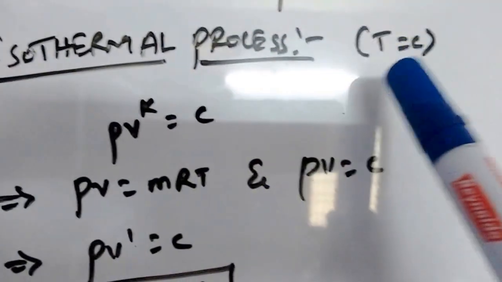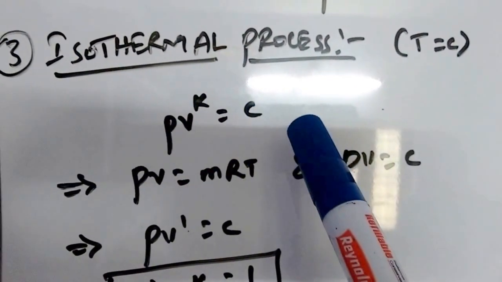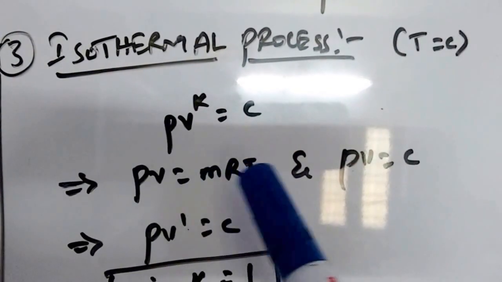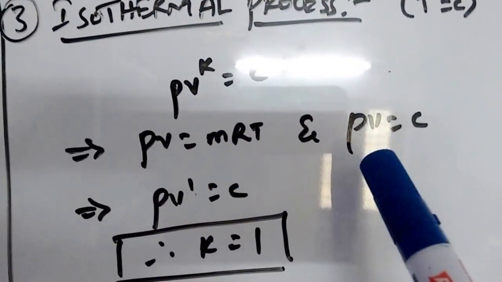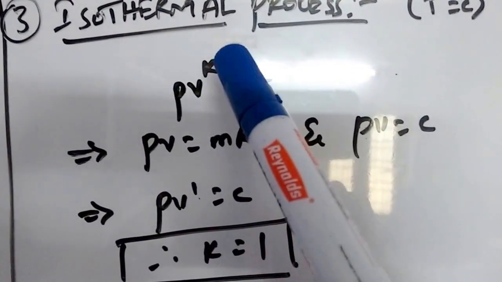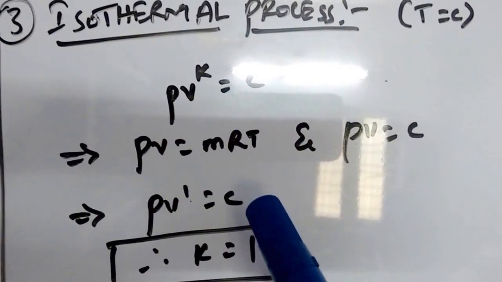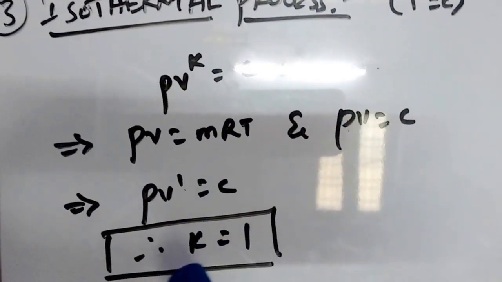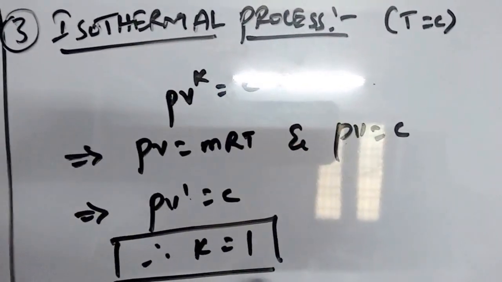If you take an isothermal process, meaning temperature is constant, we know that PV^K = constant, and we also know that PV = mRT, so PV = constant. If you substitute the value of K as 1, we get the required condition, that is PV = constant or temperature = constant. Therefore, for an isothermal process, K = 1.